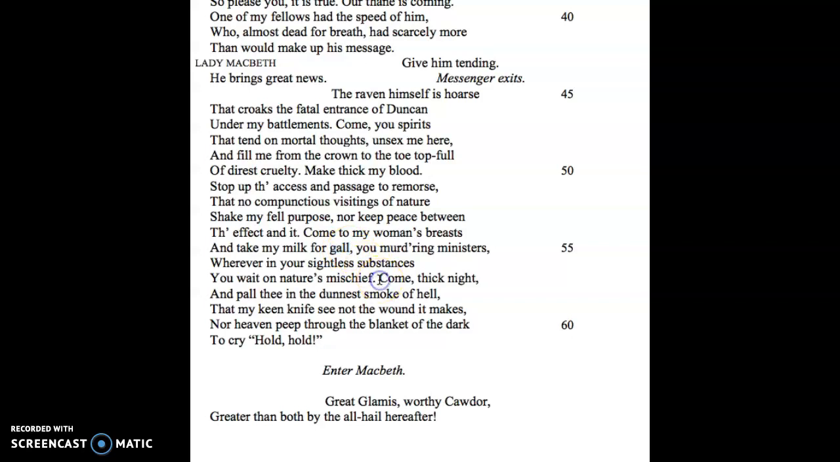And she also, like Macbeth, wants that night to come. She wants more darkness. For her, she doesn't want her knife to see the wound that it makes. Now, as far as I know, knives can't see. But this piggybacks on another motif that has to do with sight.